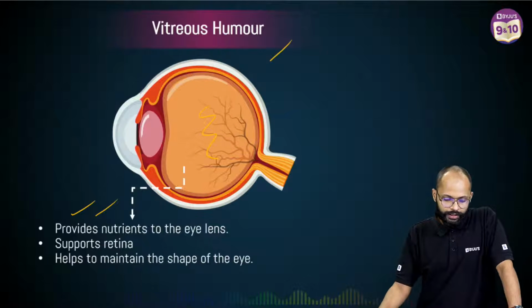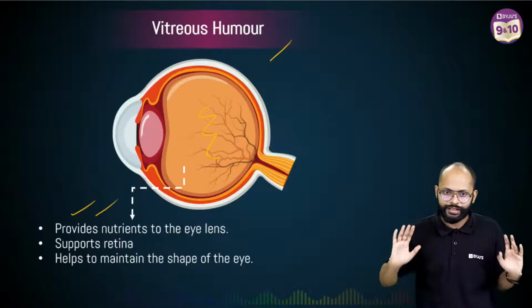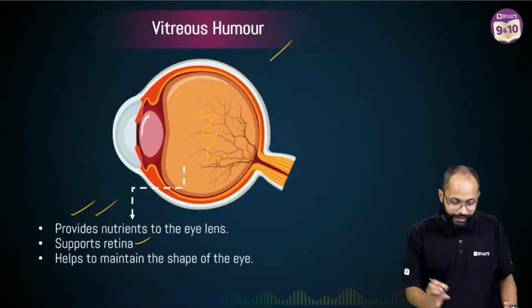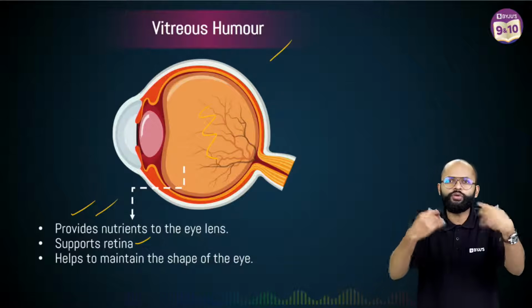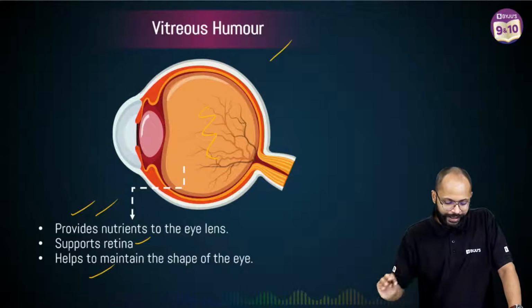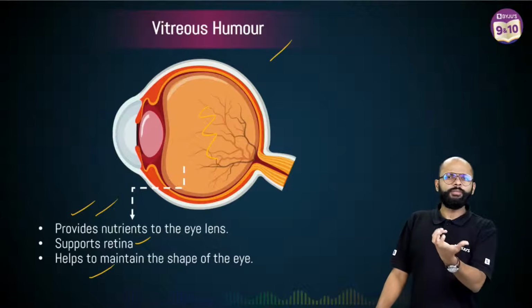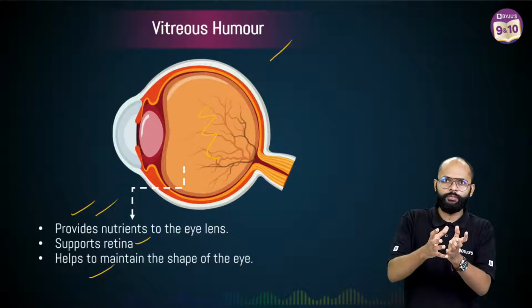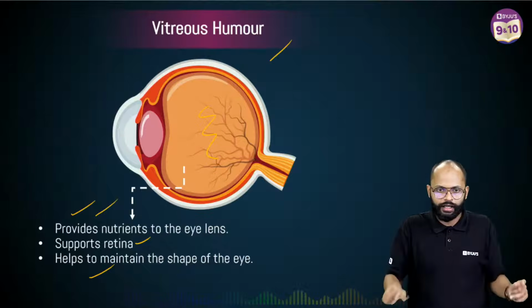So this liquid between the lens and retina is called vitreous humor. It supports the retina. It gives nutrition to the retina. It helps to maintain the shape of the eye. You can think of it like an empty balloon and a water-filled balloon. The water-filled balloon holds its shape more, right?